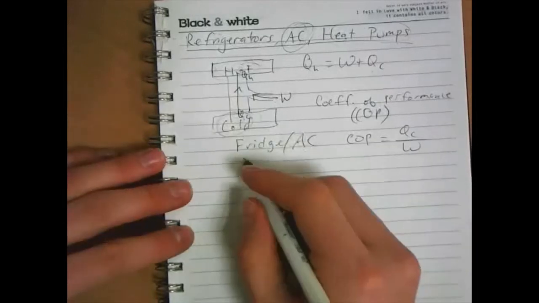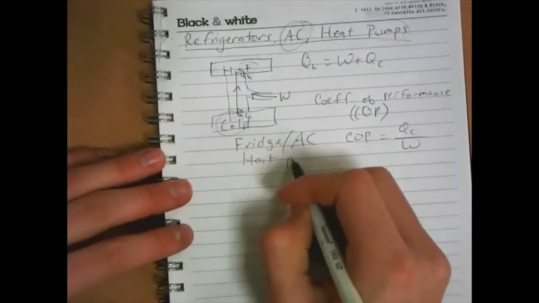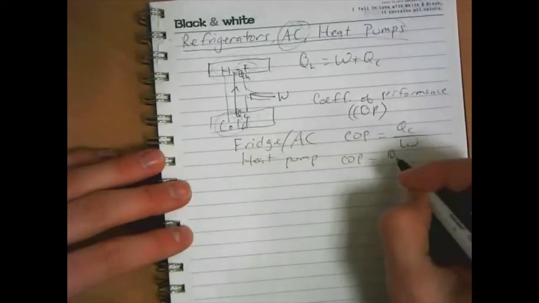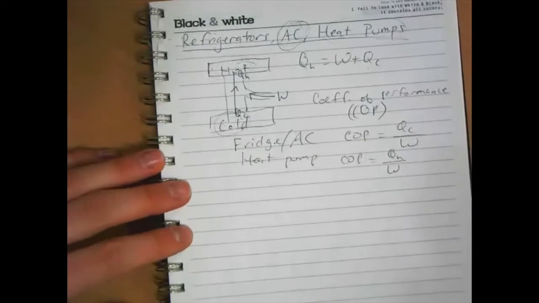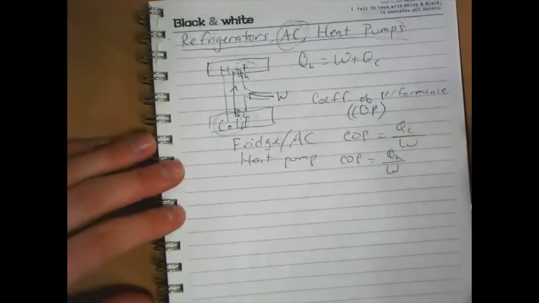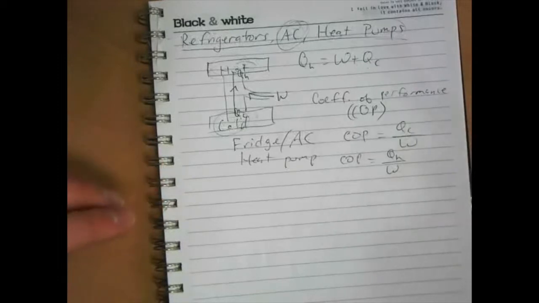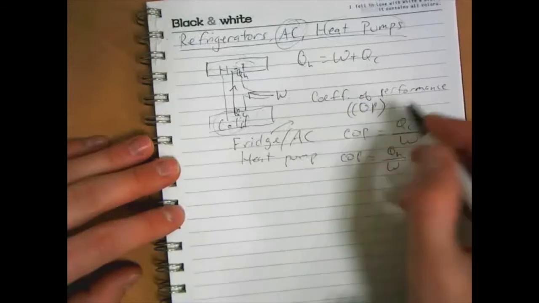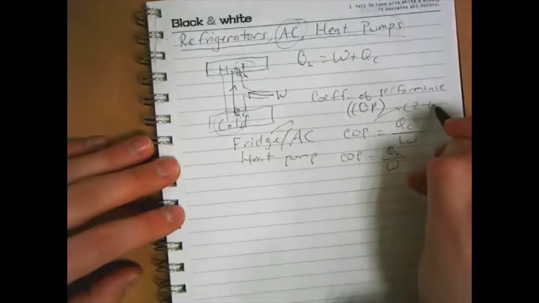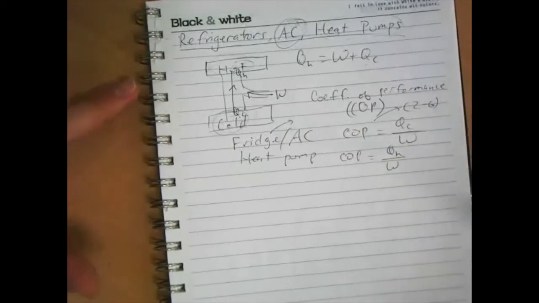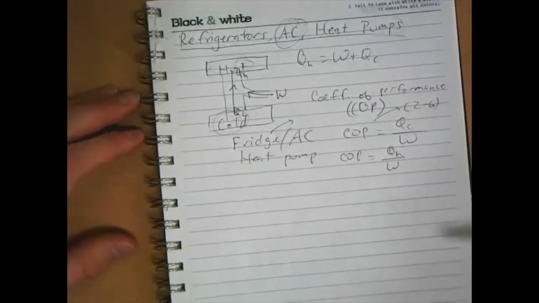For a heat pump, the coefficient of performance is Q hot over work, because what you care about is how much heat you're putting into the hot reservoir. For a fridge, the coefficient of performance is typically between 2 and 6, apparently. I just looked that up, and that's what the internet told me.